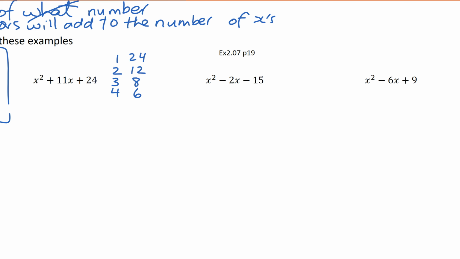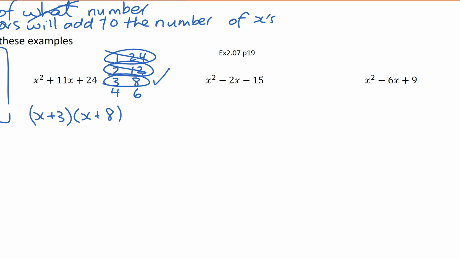Now I'm looking here. Do those numbers add to 11? No. So it's not those ones. Those ones there? No. Those ones there? Oh, yeah, they do. So my answer now is x plus 3 and x plus 8. Okay, that's how I'm doing it. So writing it out in the factors but in the pairs makes it a little bit easier. Does that make sense?